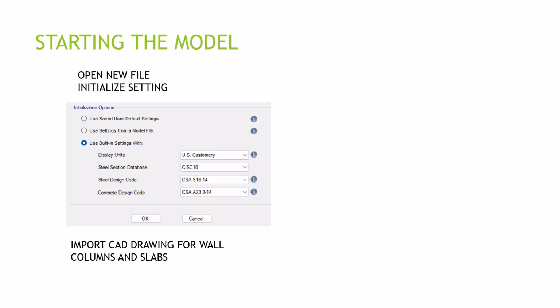Next, we initialize the structural model. Instead of using predefined grid lines, CAD drawings are imported directly to define wall, column, and slab geometry. This approach is efficient for complex tall building layouts.